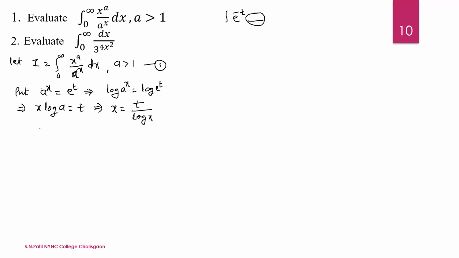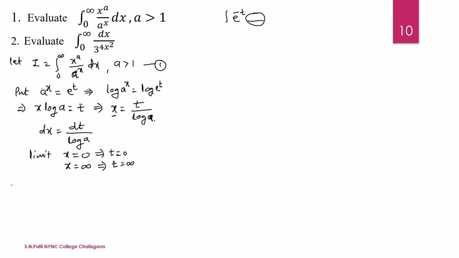Therefore, dx is equal to dt divided by log of a, differentiating. Okay, now the limits also change. When the lower limit x is equal to 0, put x equal to 0, 0 into log a is 0, that is t is equal to 0. Now the upper limit of x is infinity, put infinity here. Infinity into log a is infinity, that is t is equal to infinity.